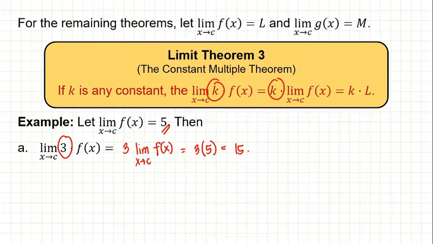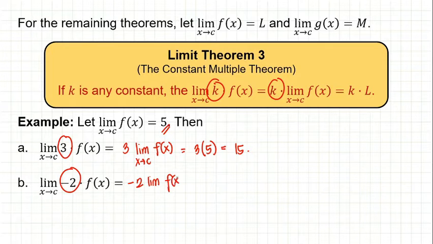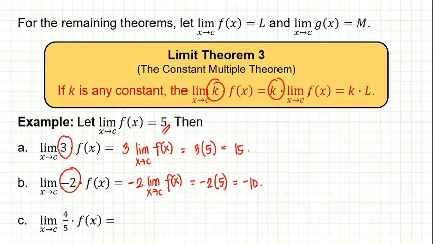Okay, now let's try another one. The limit of negative 2 times f of x as x approaches c. So again, we can just factor out negative 2. So we have negative 2 times the limit of f of x as x approaches c. And again, the limit of f of x as x approaches c is equal to 5. So we have negative 2 times 5. And that is equal to negative 10. Okay, so that will be our answer. For the last one, we have the limit of 4 over 5 times f of x as x approaches c.